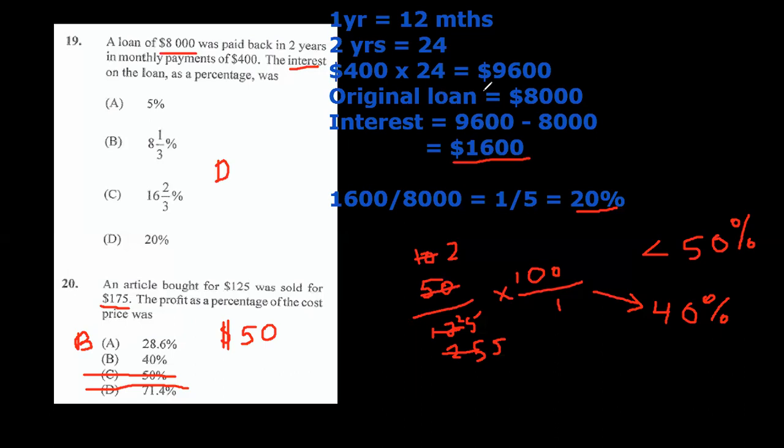Hey Thais, that's the interest of the loan as a percentage. Let's say percentage. They mean a percentage of the original amount, right? That's what's missing here. And remember, we have is over of. What comes after of should be at the bottom. It's not going to be 800 divided by 1,600. It's going to be 1,600 divided by 8,000.